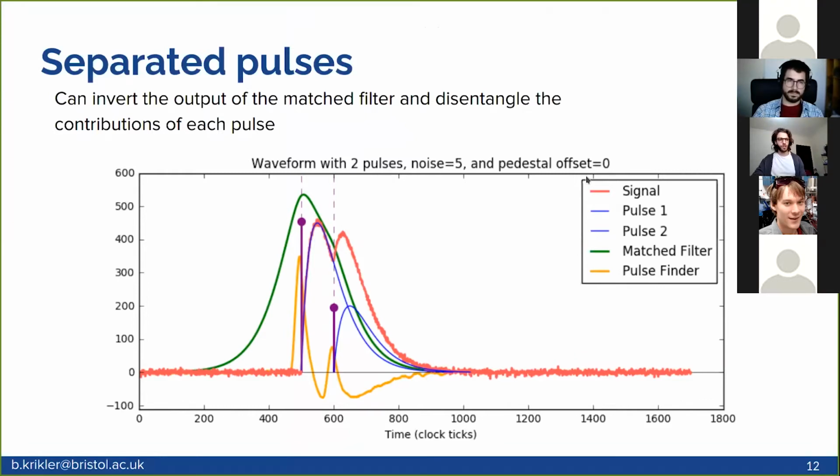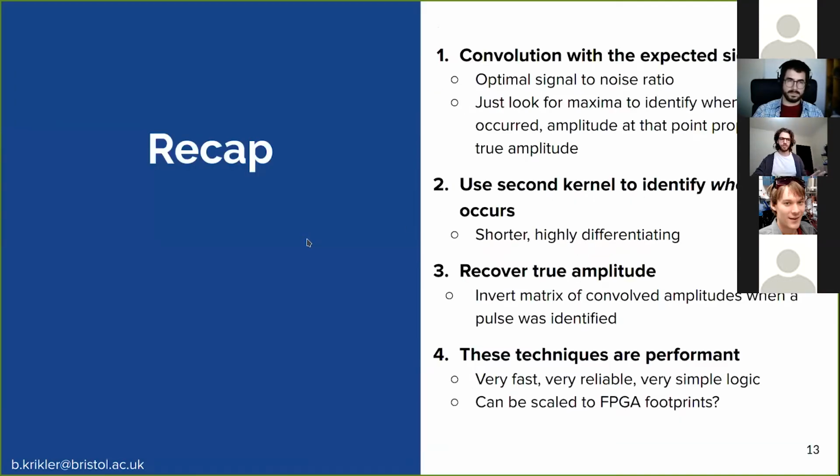And just to wrap this up, to summarize, this is the procedure you have here. You convolve with the expected signal shape. This gives you the optimal signal to noise ratio for single pulses. And then what we need to do is look for local maxima to identify when a pulse occurred and what its amplitude was. But when you have pileup involved, you can bring in a second kernel, which is just there to identify when the pulse happens.